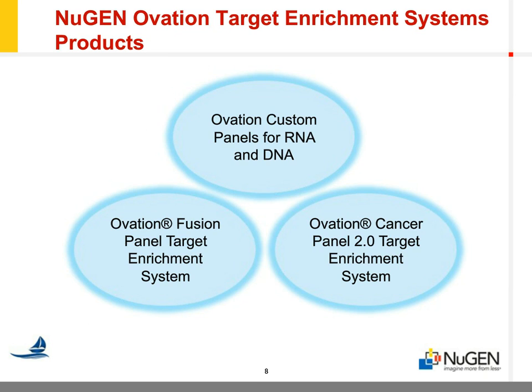These workflow solutions have already been applied to Nugen's Ovation target enrichment solutions. The flagship Ovation DNA Cancer Panel and RNA Fusion Cancer Panels provide robust discovery tools for cancer researchers. These panels can be expanded, or target regions can be focused in custom panels.